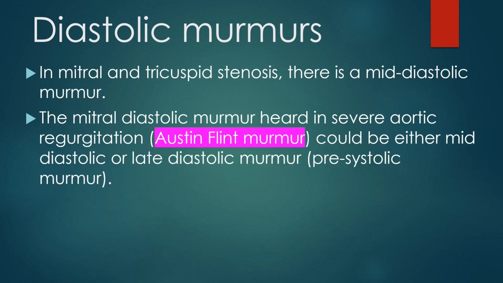In mitral and tricuspid stenosis, there is a mid-diastolic murmur. The mitral diastolic murmur heard in severe aortic regurgitation is known as Austin-Flint murmur and could be either mid-diastolic or late diastolic, that is, pre-systolic murmur.